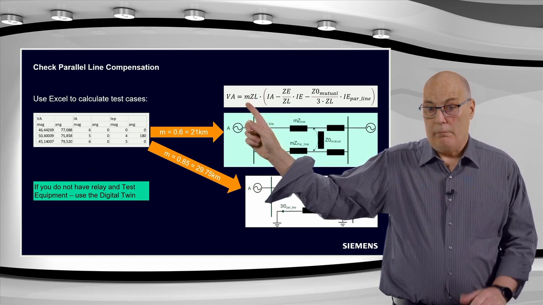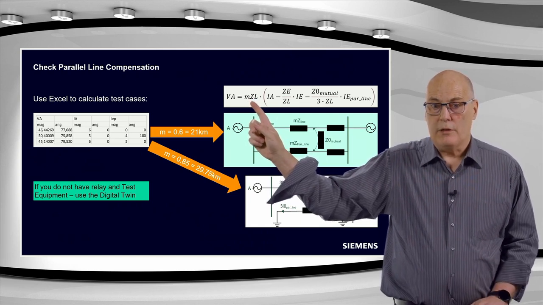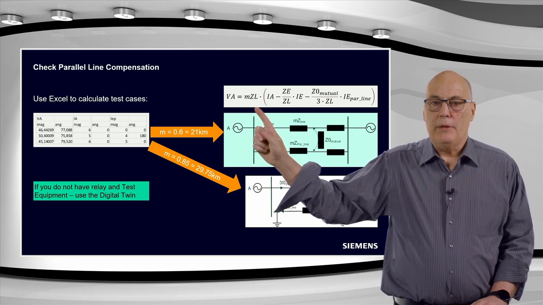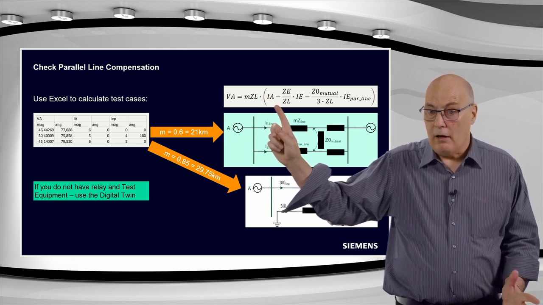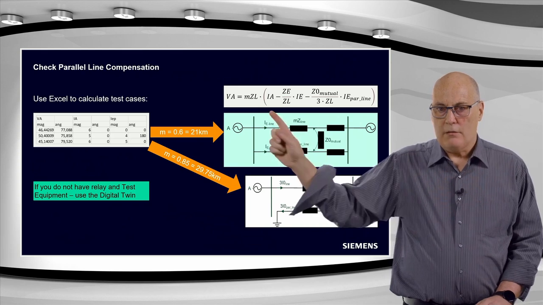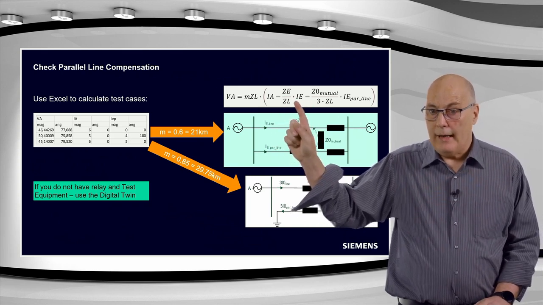You see I took maybe 60%. I took two faults at 60%. I made M 0.6 times the line impedance, and then I defined a current. I think it was 3,600 amps for the one case over here, and then the IE would be automatic.